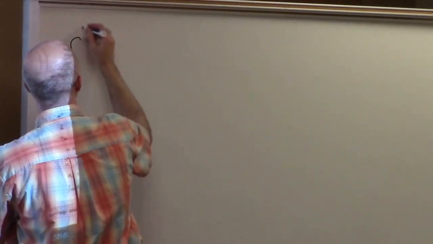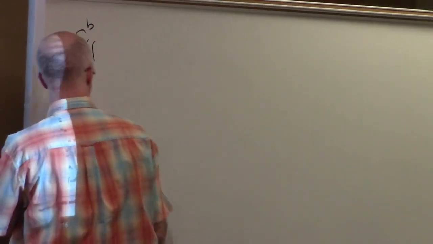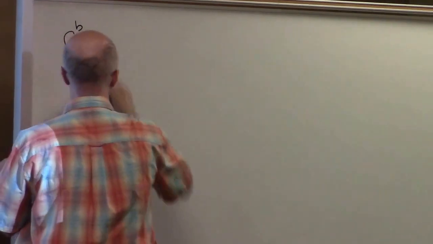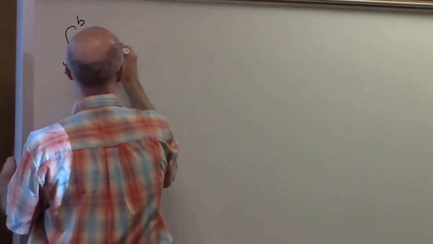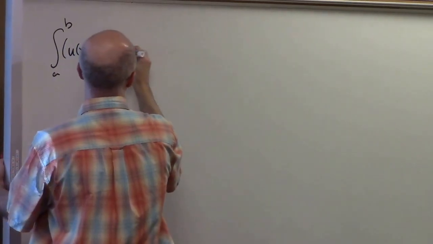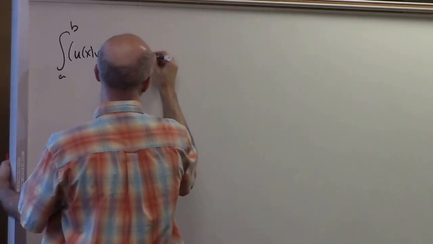Essentially, here's the way you want to think of it. If you want to imagine integrating something, if you think about integrating something like this, u of x, v prime of x, plus u prime of x, v of x.